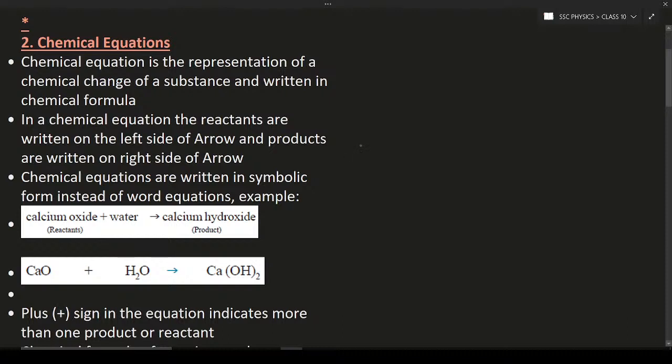And in this lecture we are going to discuss the second chapter of SSC physics, that is chemical equations. This is lecture 2 of the chemical equations. Here we are going to discuss how to write the chemical equation and how to balance the chemical equation. That is our today's topic.